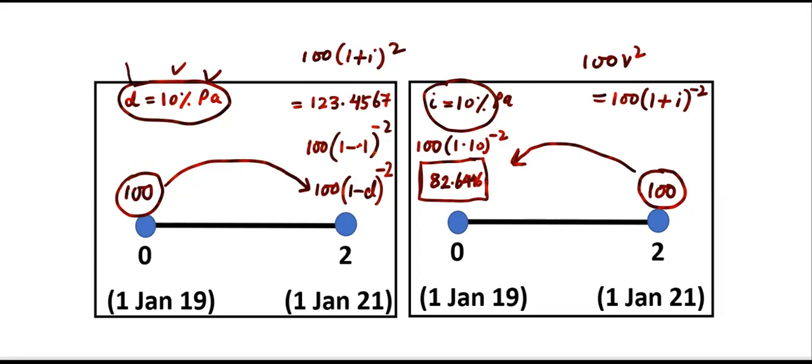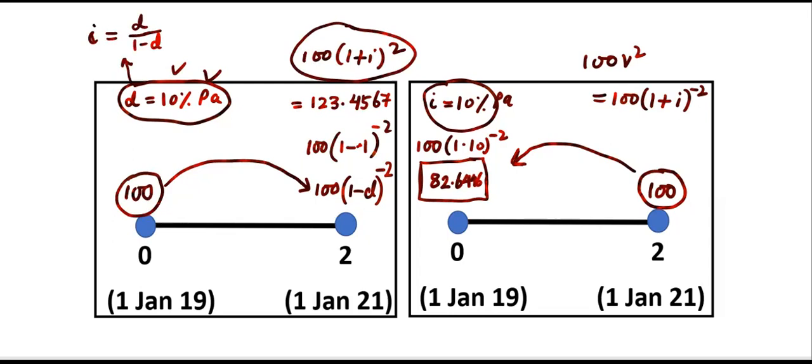From D, you try to find i. There is a link between D and i. Use that. You find i from D. This is one way, and use i. If you are comfortable with i, you can do that. Find i from D. This will be D upon 1 minus D. You put D here and find i. I will find the relation later.